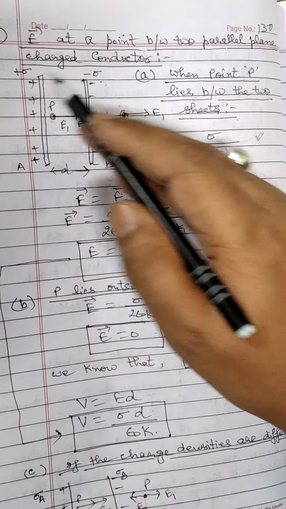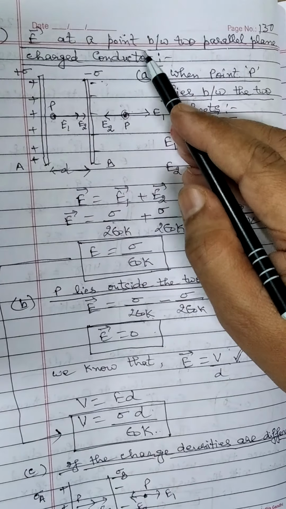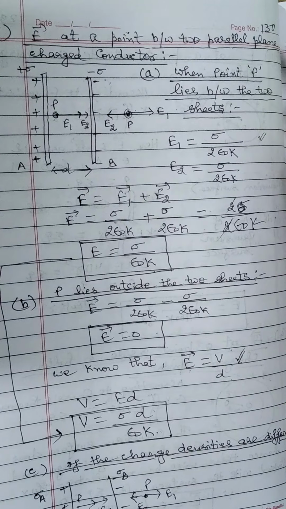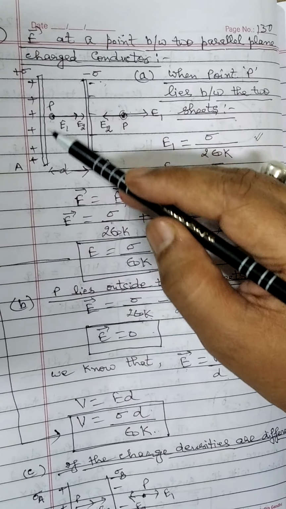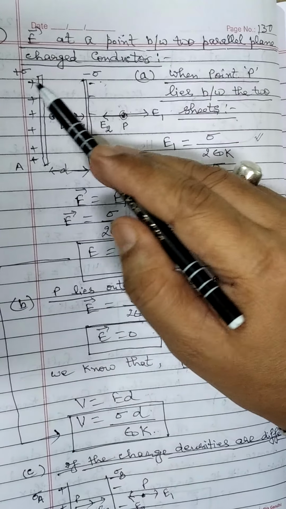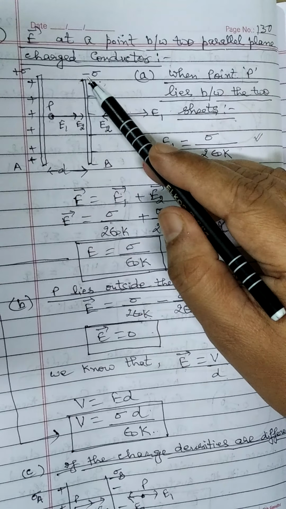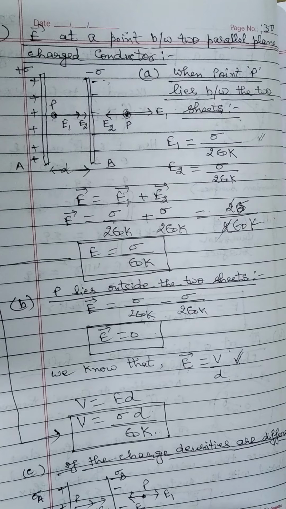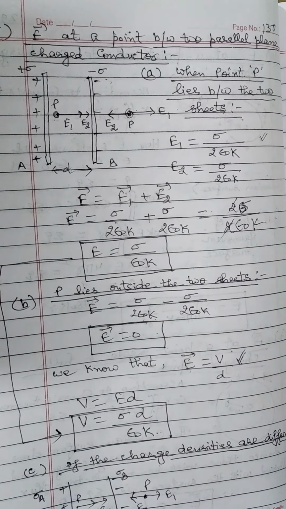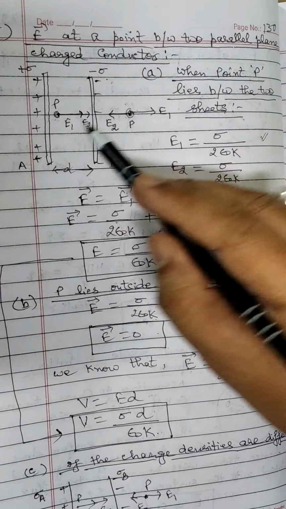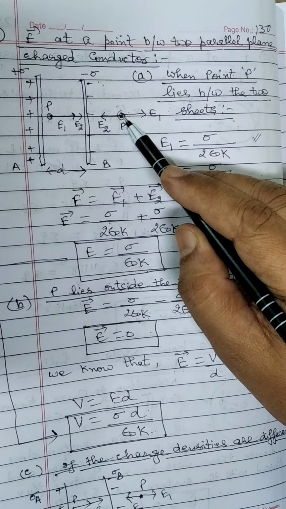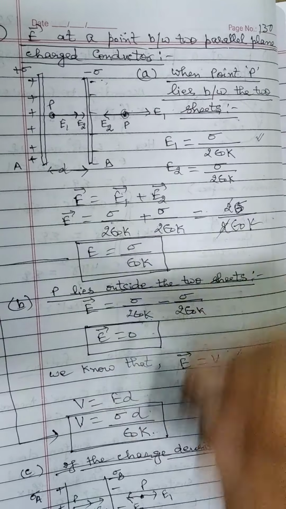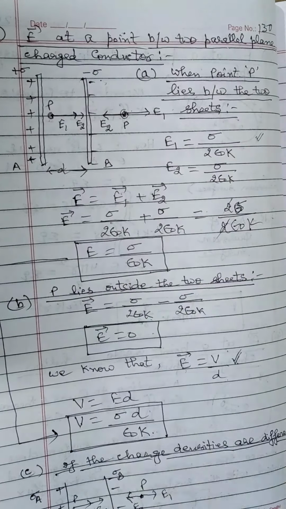Now take the fifth application, that is the electric field at a point between the two parallel plane charged conductors. So these are the conductors in the form of a surface. It is the plus sigma and this is the minus sigma, that is the surface charge density. Now here we have to discuss the two cases, when the point P lies in between the two sheets and when the point P lies outside the sheets, either this way or this way.